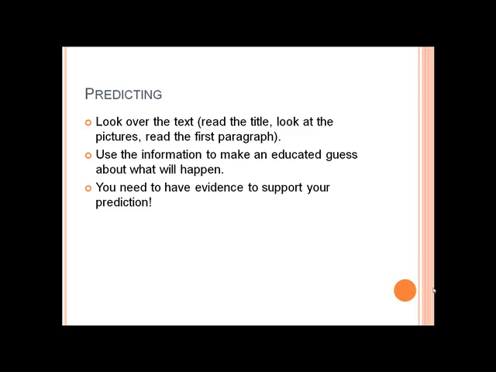It's important that you have evidence to support your predictions. So something like, this is going to happen because, and you would say something that you already knew or something that the first paragraph or the title or the pictures told you, so that your prediction makes sense. And lastly, in predicting, it's important to confirm your prediction when you're done reading. You have to ask yourself if you were right or not to help make sure that you were on the right track. So let's look at a text.